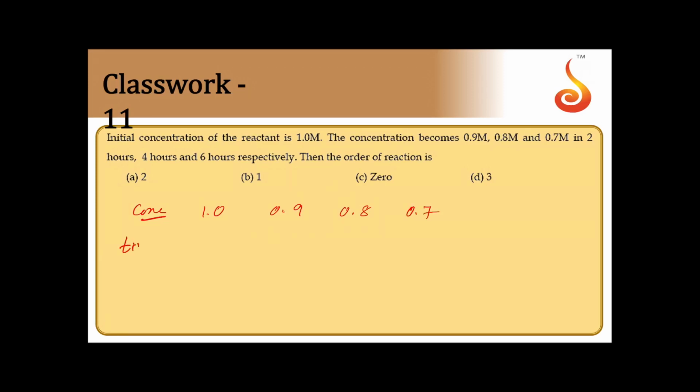If you take time, initially it is 0 time here. To go from 1 to 0.9, it has taken 2 hours. Again here it is 4 hours, and now we have 6 hours. It implies that between these two, time is 2 hours. Between these two, time is 2 hours. Between these two, time is 2 hours.